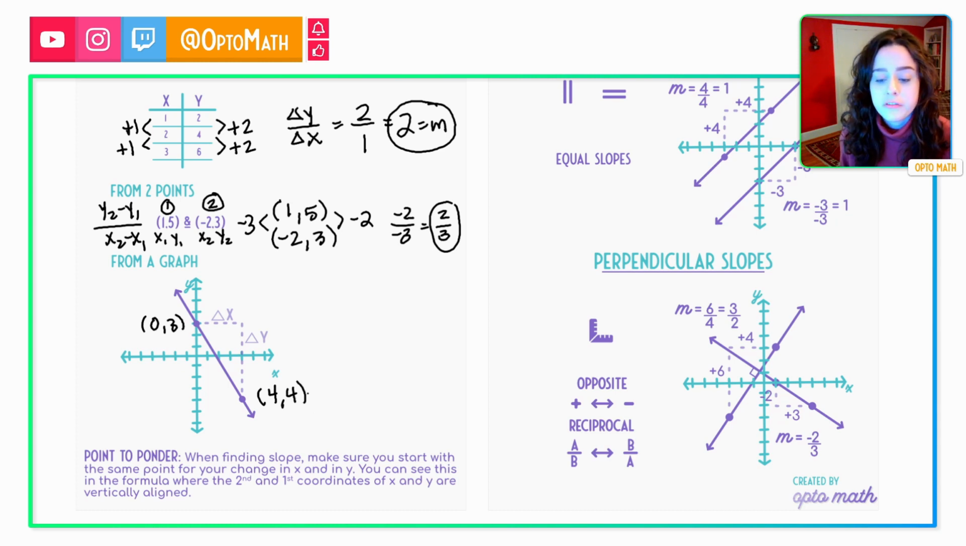So if you wanted to, you could find the points and then kind of work it like you're working from 2 points, or you can actually use the graph. So let's do our change in y, because that's always our numerator.